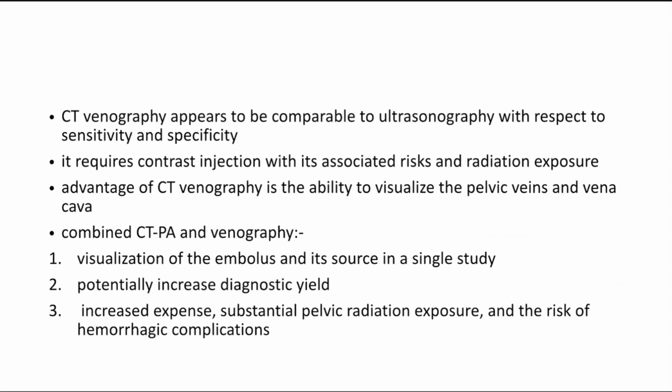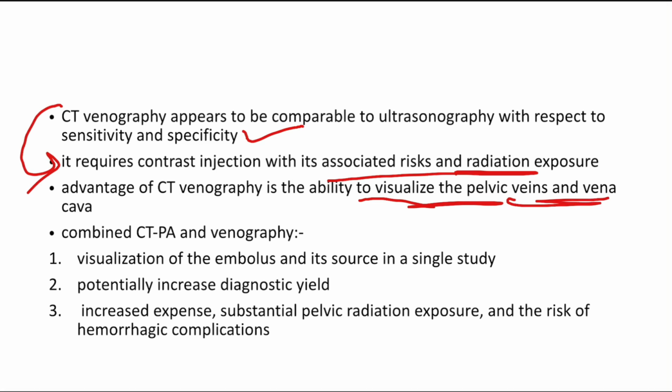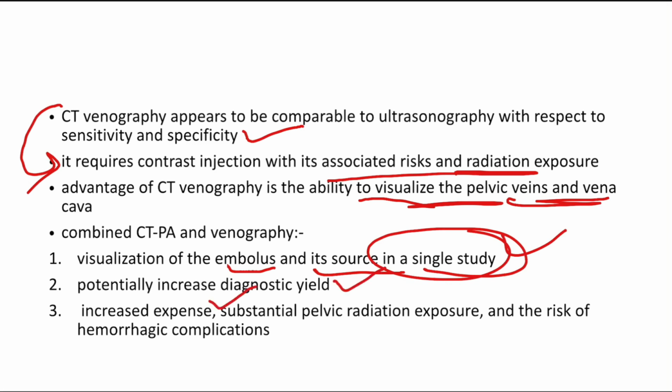Very, very important. Then comes CT venography, which appears comparable to ultrasonography with respect to sensitivity and specificity. Ultrasonography has very high sensitivity and specificity. CT venography requires contrast injection, with associated risk from contrast and radiation exposure. The advantage of CT venography is the ability to visualize the pelvic veins and the vena cava. Combined CTPA and venography gives visualization of the embolus and its source in a single study, so that is why this combination is good. Potentially it increases diagnostic yield, but it also increases expense, with substantial pelvic radiation exposure and risk of hemorrhagic complications.